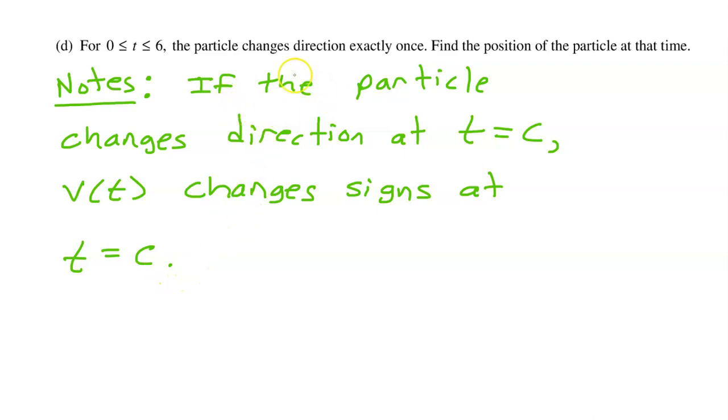We have the formula for the velocity of this particle. Let's graph v of t and see where it changes signs.